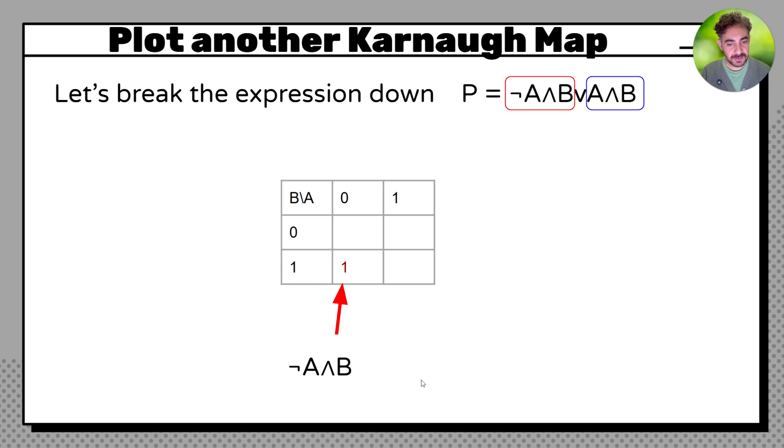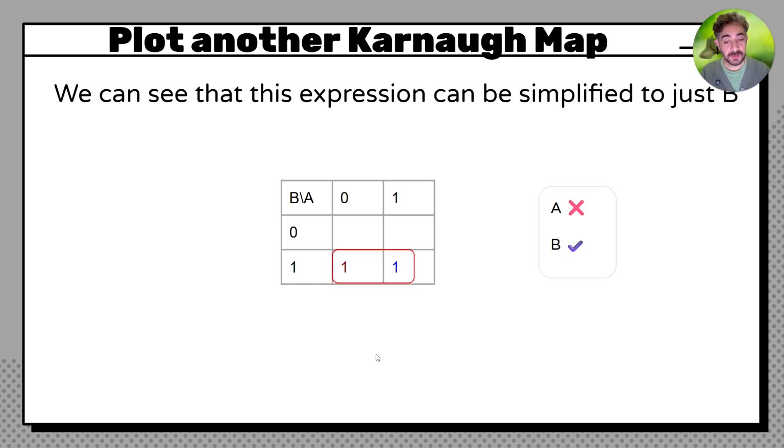And the second part of our equation is A and B. And if we look at that, that would go into this particular intersection here, where both A and B are true. And so then what we can do is we can group the two ones that we have together, and then we just analyze each variable within the grouping and see if they change or not. And in this instance, we can see that A is changing from 0 to 1, but B stays constant at 1. That does mean then that this particular equation simplifies to just B.